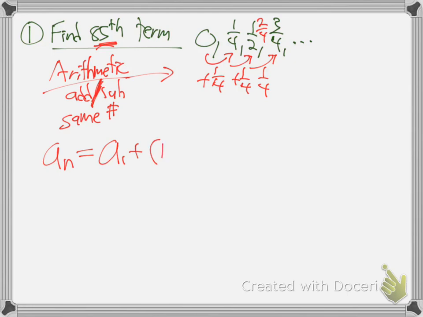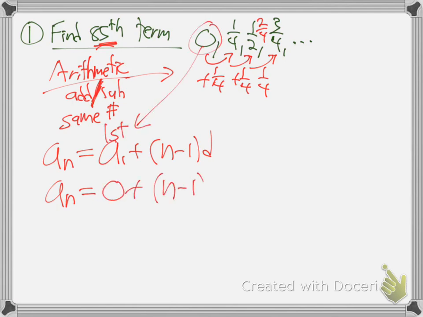A sub n is A1 plus (n minus 1)d. So A sub n is A1, that means the first term, which is 0, plus (n minus 1) times d. What's the d? The d is 1/4. In fact, let's just make it a decimal, that'd be easier. 0.25. Right, 1/4, a quarter of a dollar, 25 cents, 0.25.